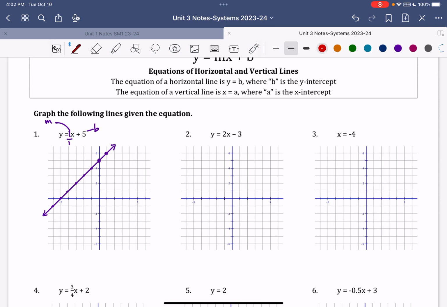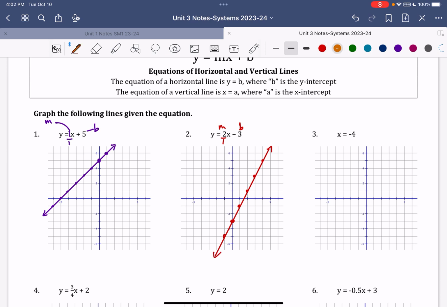Okay, example 2, our beginning point is at -3. Our slope is 2, so that means up 2, right 1, or down 2 and left 1, because we want to go uphill from left to right.